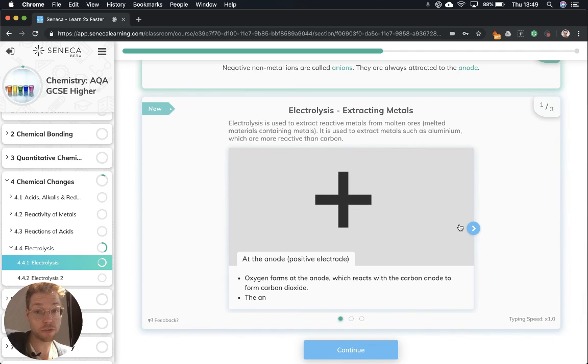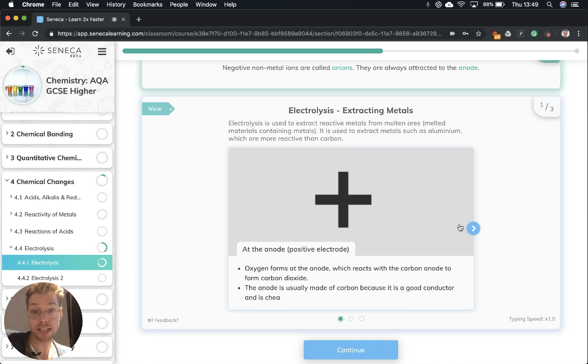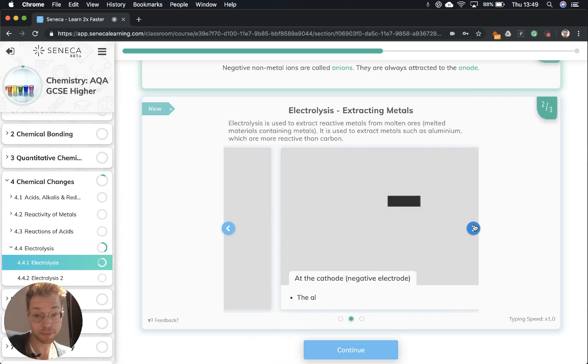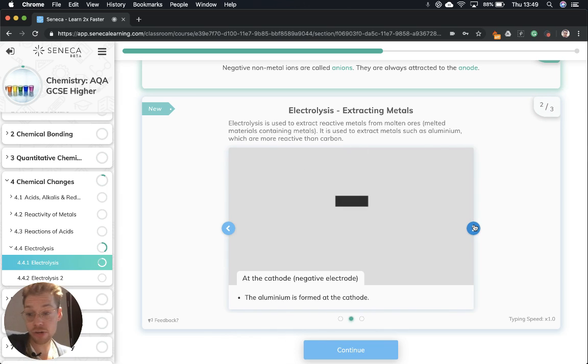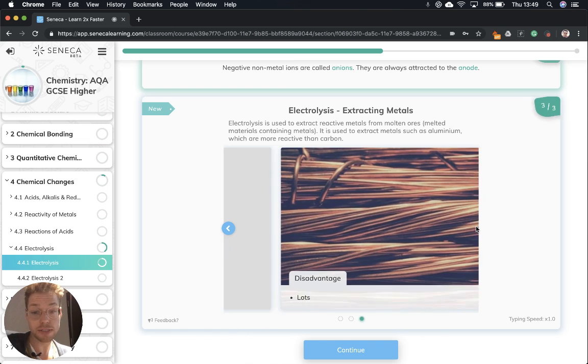Well, it's really useful for extracting metals. So when metals are dug up from underground, we get a metal ore. And an ore is just like a mixture of a bunch of random metals, and we need to purify it. So one thing we do this a lot with is aluminum. At the anode, the positive electrode, oxygen forms and we get the bubbles. And the anode is normally made from carbon because it is a good conductor and it's also cheap. At the negative electrode, that's where the metal ions from the ore go, and that's where the aluminium is formed.